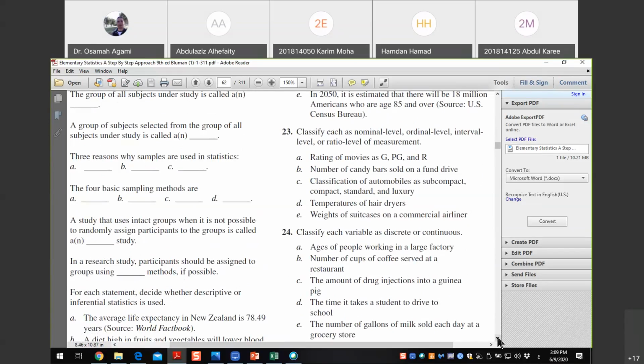Rating of movie: G, PG, and R. It is ordered, Muhammad. Okay. Maybe you don't have good information about movies. This is why you cannot answer this. Okay, B, number of candy bars sold on a fund drive.